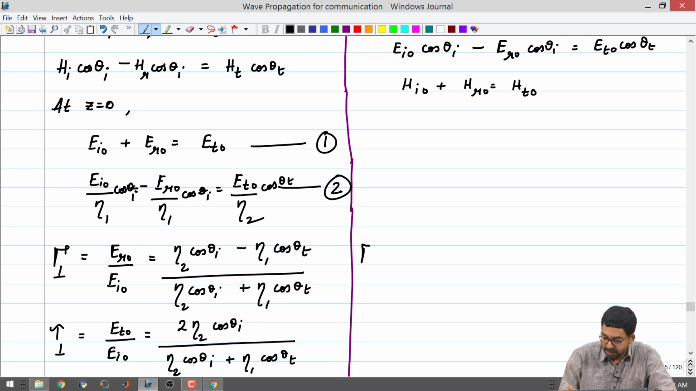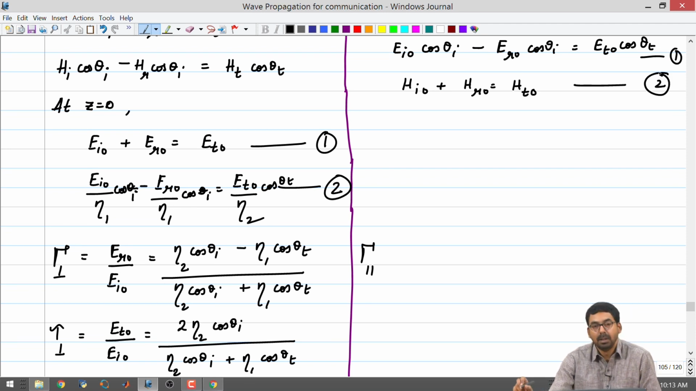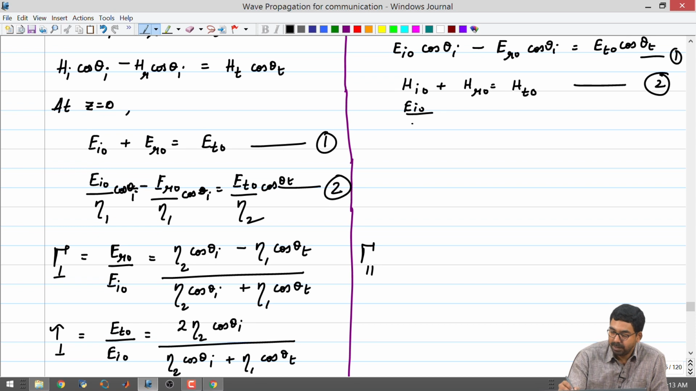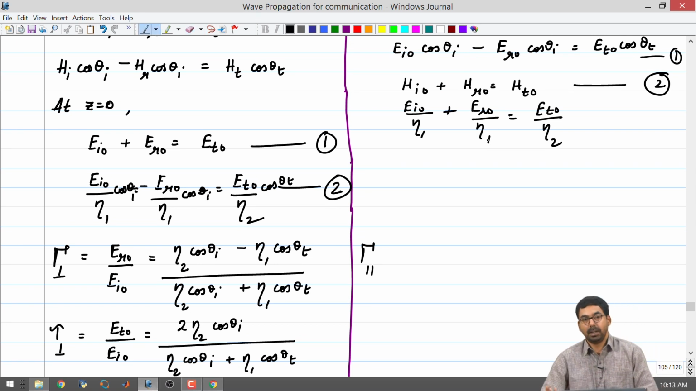So, here we will denote the gamma by a suffix representing parallel polarization. I will mark this as equation number 1, this is equation number 2. You can always write down the magnetic field in terms of E I naught divided by eta 1. So, you can always write this down as E I naught divided by eta 1 plus E R naught divided by eta 2 is equal to E T naught divided by eta 2. Okay. So, this is eta 1. Reflected is the same.